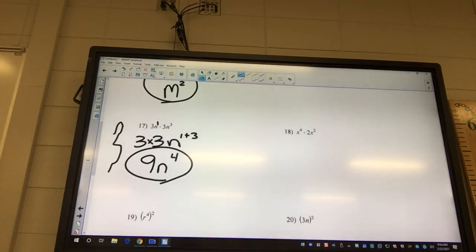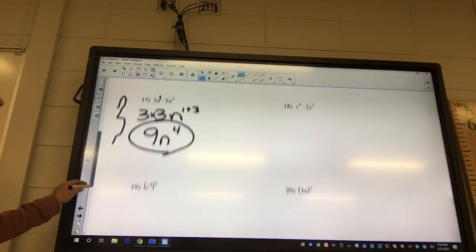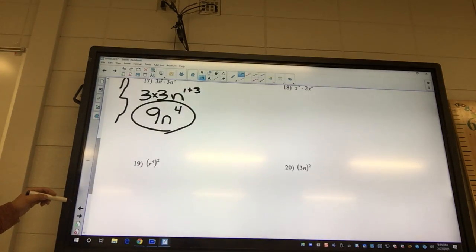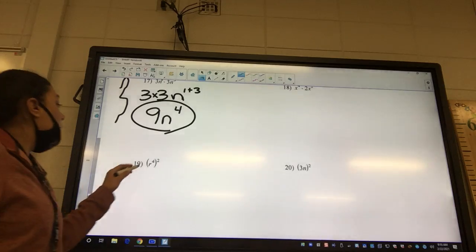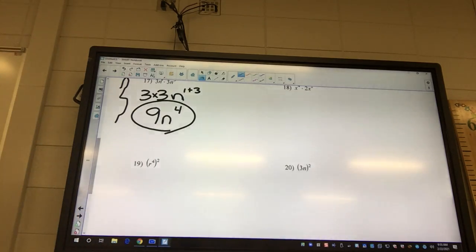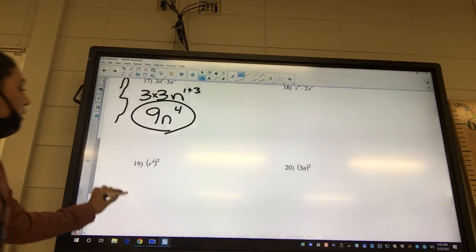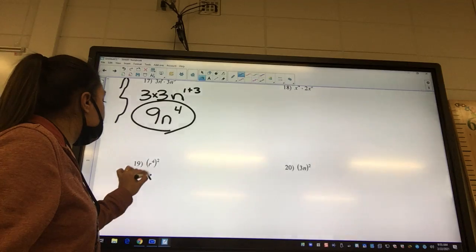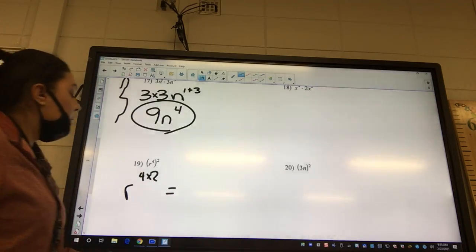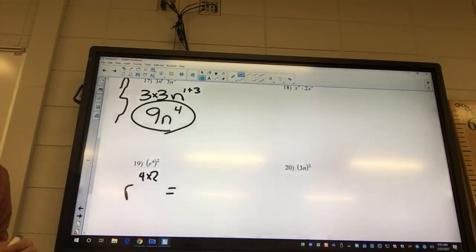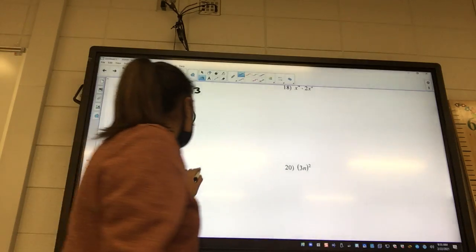Look at 19. What type of rule is it? Power rule? And so power rule tells us to multiply the exponent. So it's going to be r to the 4 times 2. What's 4 times 2? 8. So it's going to be r to the 8.